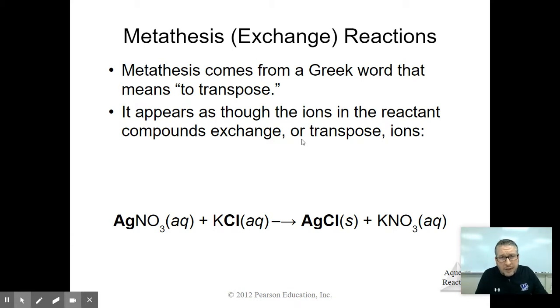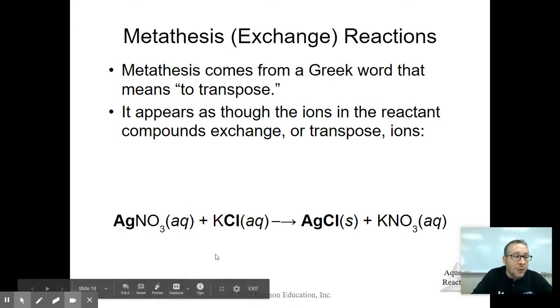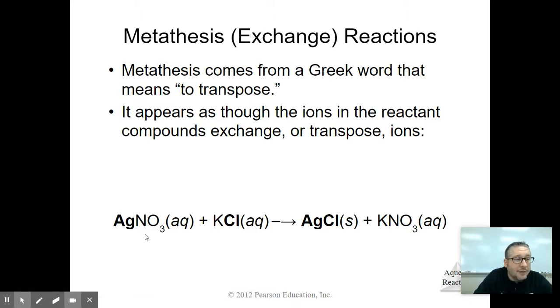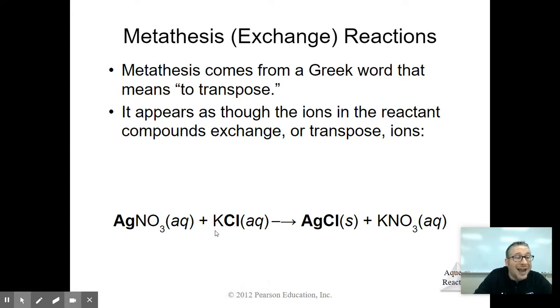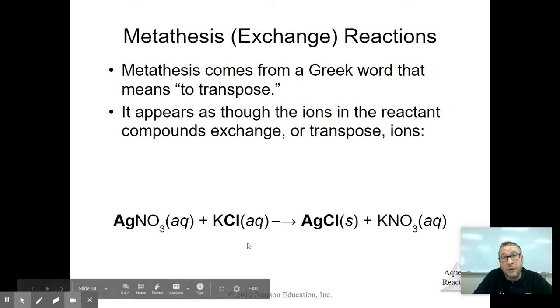Do you know what a do-si-do is? I really hope you do. If you don't know, a do-si-do is like what you hear in old-time country dances, where you do-si-do and switch your partner around and around. This is what I call a do-si-do. The ions in these reactant compounds are going to do-si-do. They're essentially going to switch partners. We have silver nitrate in aqueous state reacting with potassium chloride, also in its aqueous state.